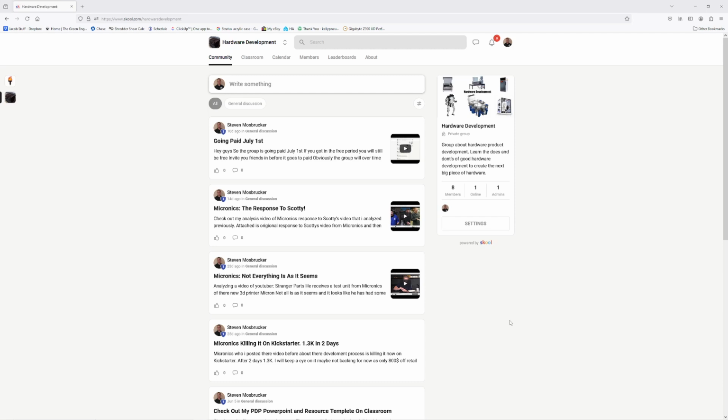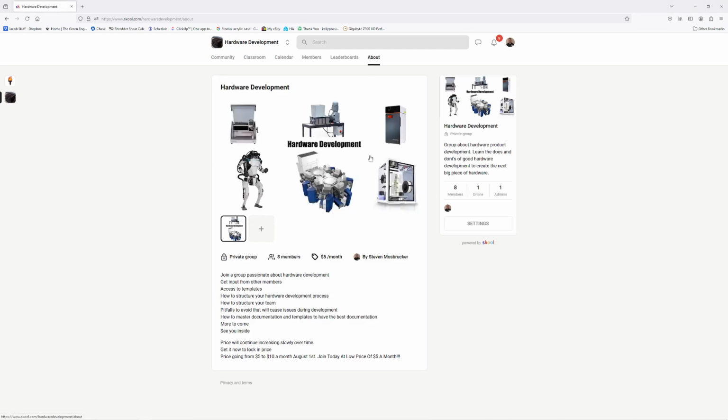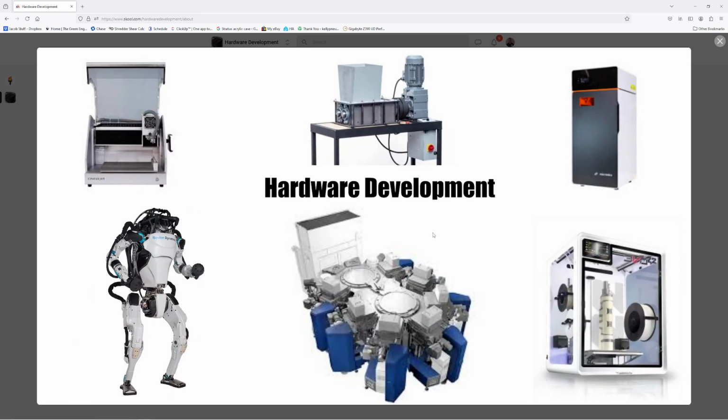So, what do I mean by hardware development? Here are some examples. For example, here we have the Carvera. I don't think this is the Air, they have the new Air. Of course, on my channel, I've talked about shredders in the past. 3D printers, this is the Micron from Micronics. Boston Dynamics, a previous robot called their Atlas. Semiconductor equipment here, which is what I work on a daily basis. And this is an Airwolf 3D printer. So this is what I mean by hardware.